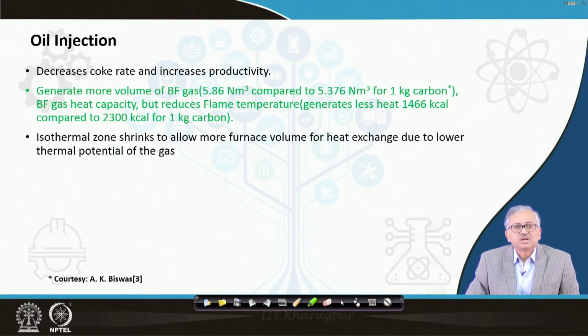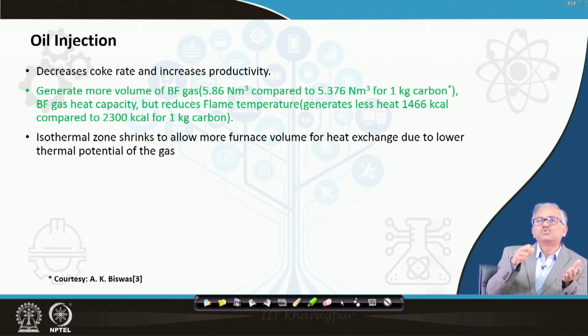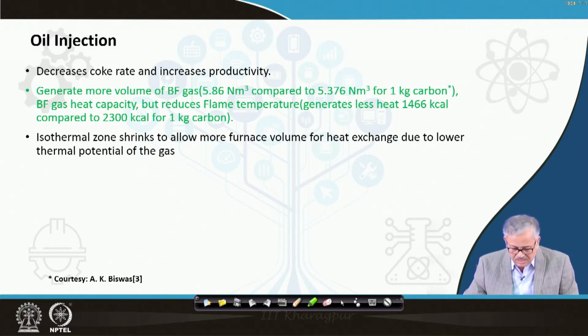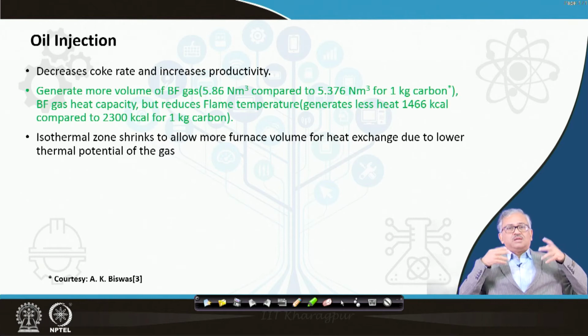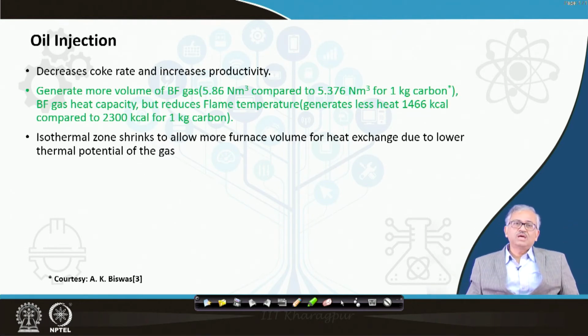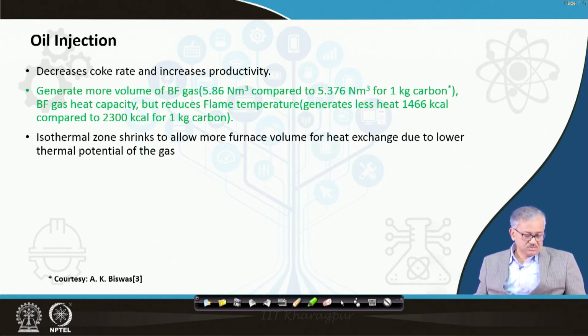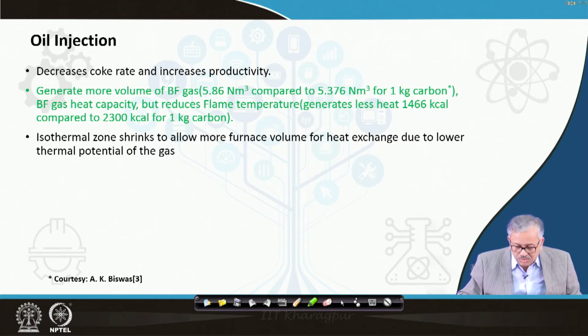So, as a result, your isothermal zone shrinks to allow more furnace volume for the heat exchange, because this volume of the gas is high. So, you have to allow more furnace volume for the heat exchange between solid and gas. As a result, your isothermal zone shrinks. Obviously, if you just go on increasing the oil injection, the isothermal zone shrinks, and if the isothermal zone finally evaporates from the system, then you cannot maintain a distinct heat balance in the lower part and upper part of the furnace. That will be a problem.